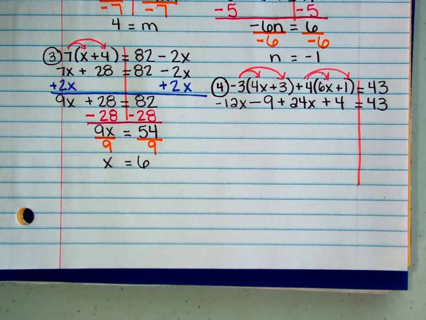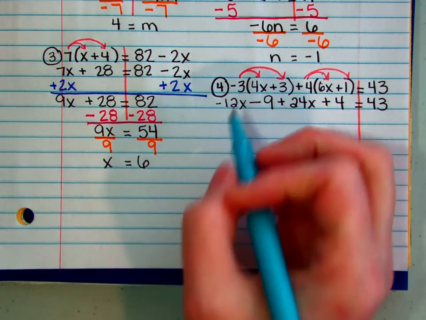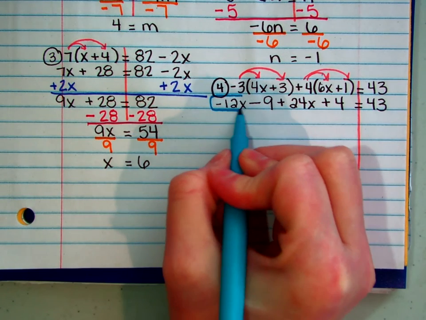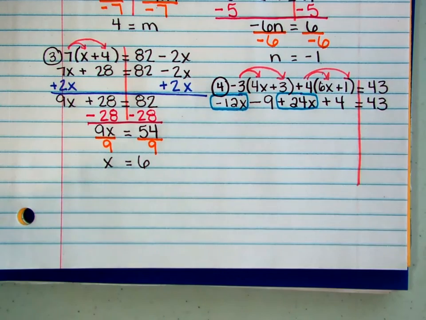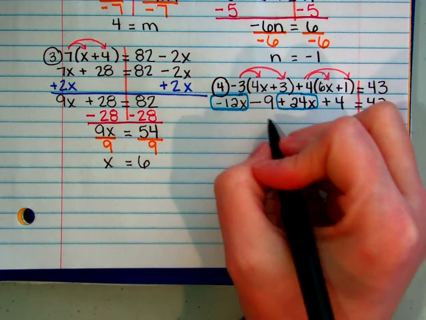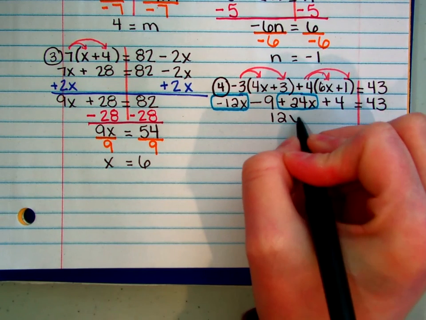Okay, we are actually still on step 1. So we distributed, but now look what we got on the left-hand side. We need to combine some like terms. I have two different x's here. I've got -12 and +24. I need to combine these guys to do a little simplifying. So -12, +24, they make a +12x.